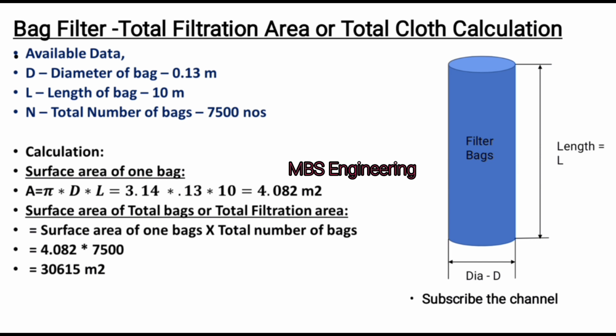Calculation for surface area of one bag. Area equals pi multiplied by D multiplied by L. Based on the equation, surface area of one bag is 4.082 square meter.